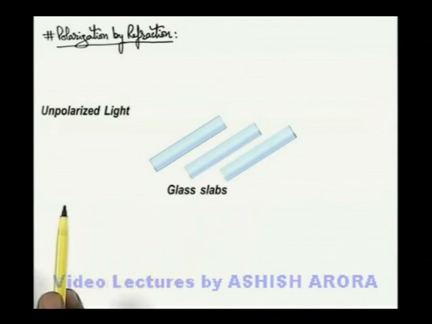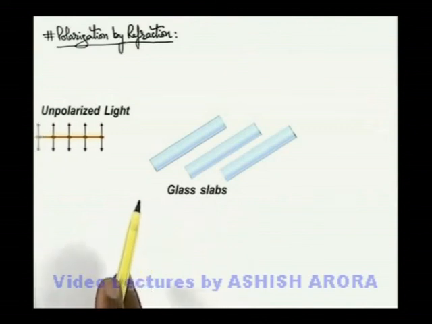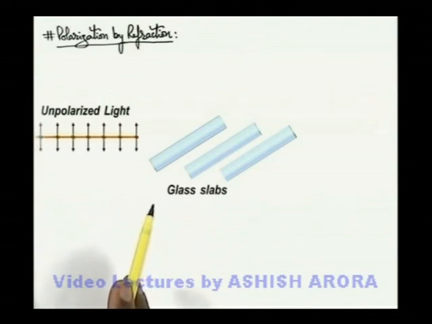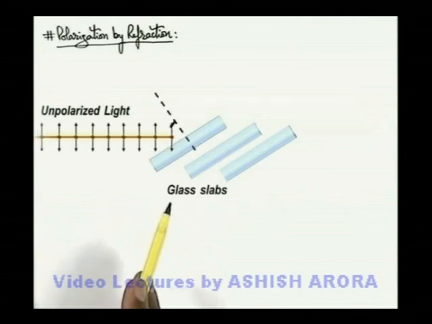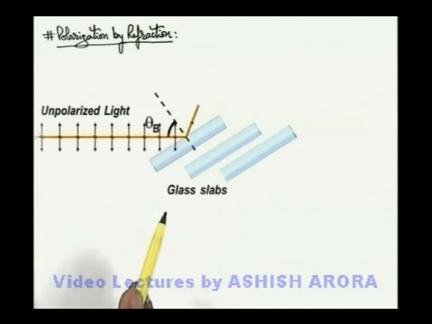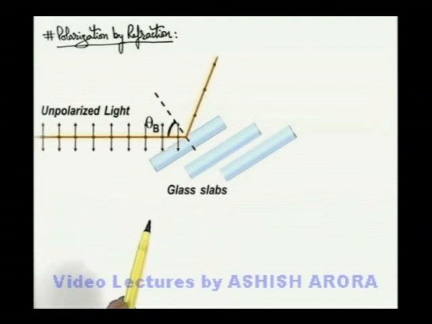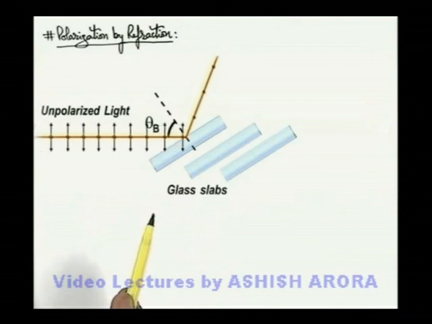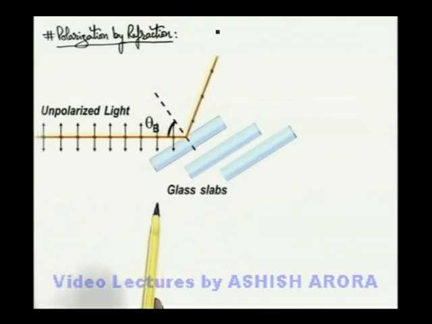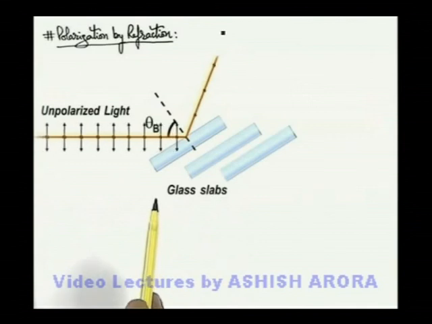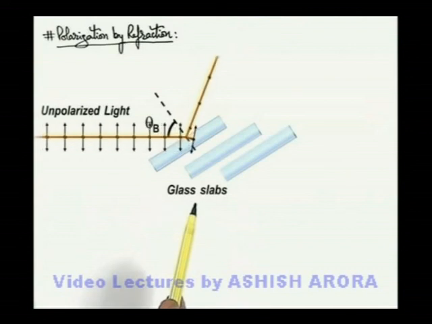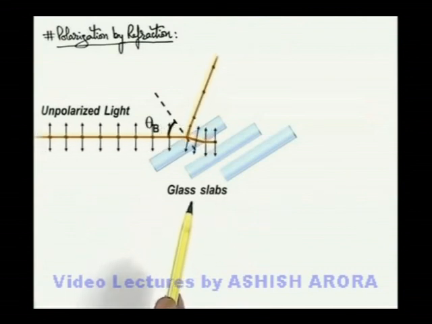Now we are allowing unpolarized light to strike the glass, and this unpolarized light has components along the x-axis and y-axis, which is nothing but its electromagnetic nature. As it strikes at a certain angle, reflection will take place here. This is the reflection taking place, as some part of the light bends here.